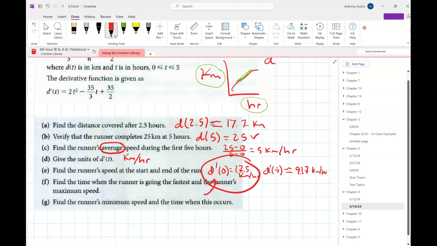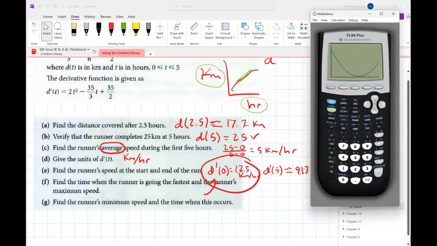Alexis, you're ready to ask a question. Yeah, what's the difference between D and D prime? So D is a function that describes the distance this person has traveled over some time t. And D prime is describing the speed at which they're going at some time.